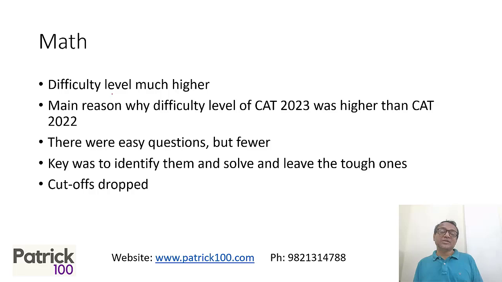Quant: the difficulty was much higher than the previous year. The cutoff last year went down drastically mainly because of the quant section, because its level of difficulty was much higher. I'm not saying there were easy questions, but there were a few easy ones. So if you had solved 3 questions correctly, you would have got 80 percentile. The key was to identify those easy questions and solve them, and leave the tough ones quickly. Focus your time on the easy questions, get them right, and get that percentile. Because the paper was tough, the cutoff dropped drastically.